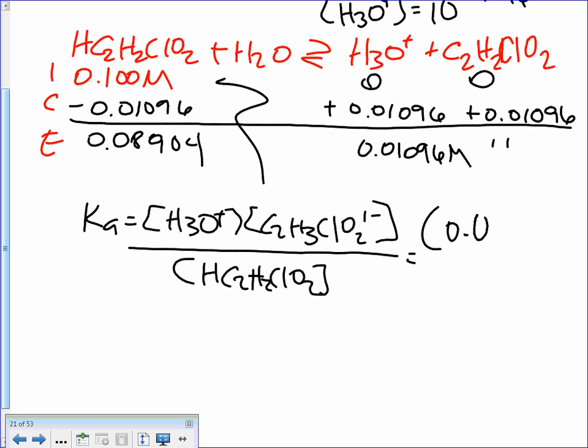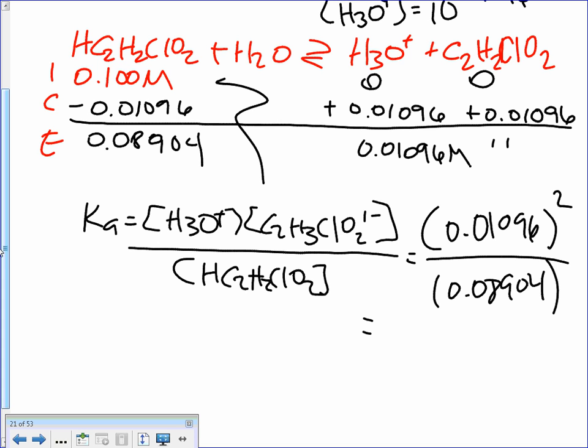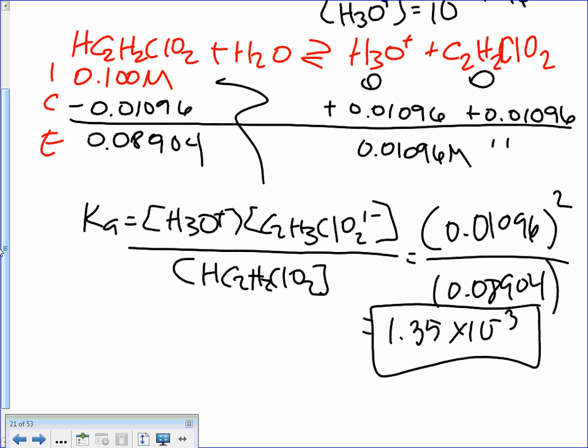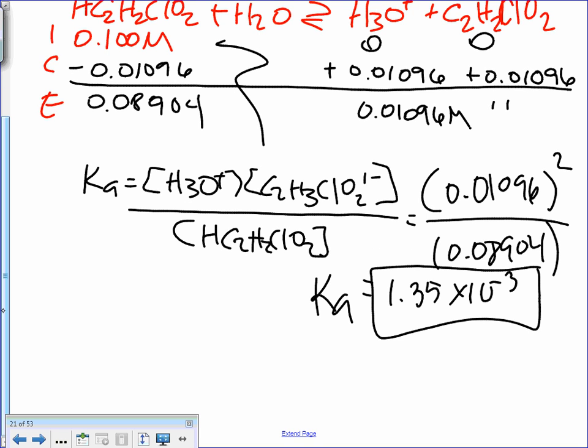So you got 0.01096 squared over 0.08904. What'd you guys get? 1.35 times 10 to the negative third is our Ka value. Okay, so if that's the Ka of chloroacetic acid, what would be a Ka for acetic acid, based on the first statement? Less than. So 1.35 times 10 to the negative 4, okay, so something with a lower exponent, 10 to the negative 4, 10 to the negative 8. Acetic acid is actually 1.8 times 10 to the negative 8.